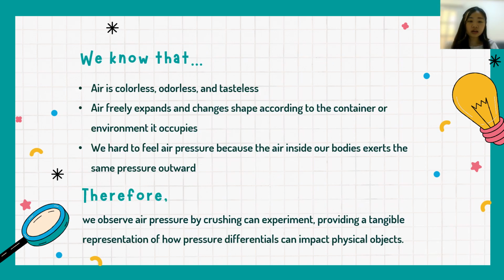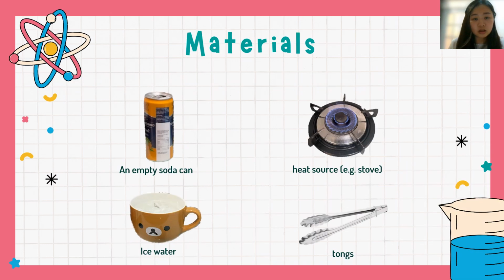We know that air is colorless, odorless, and tasteless. Air freely expands and changes shape according to the container or environment it occupies. We don't feel air pressure because the air inside our body exerts the same pressure outward. Therefore, we observe air pressure by soda can experiments, providing a tangible representation of how pressure differential can impact physical objects. Here are the materials: an empty soda can, ice water, heat source, and tongs.